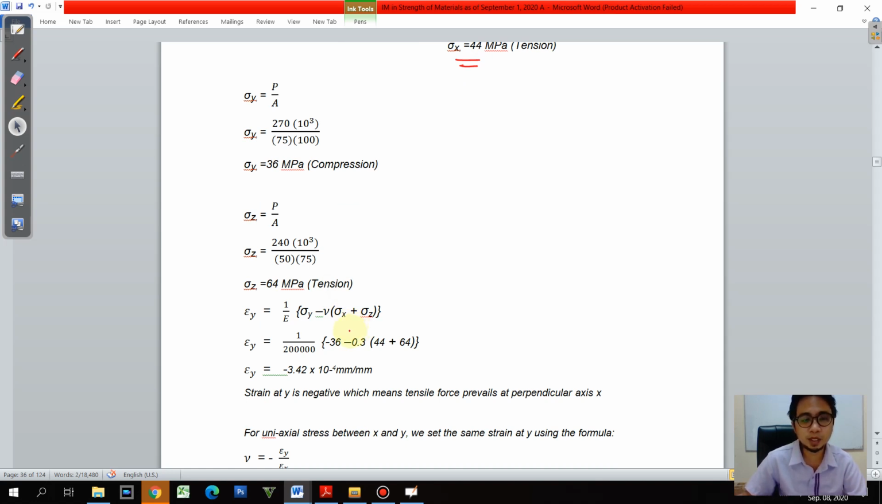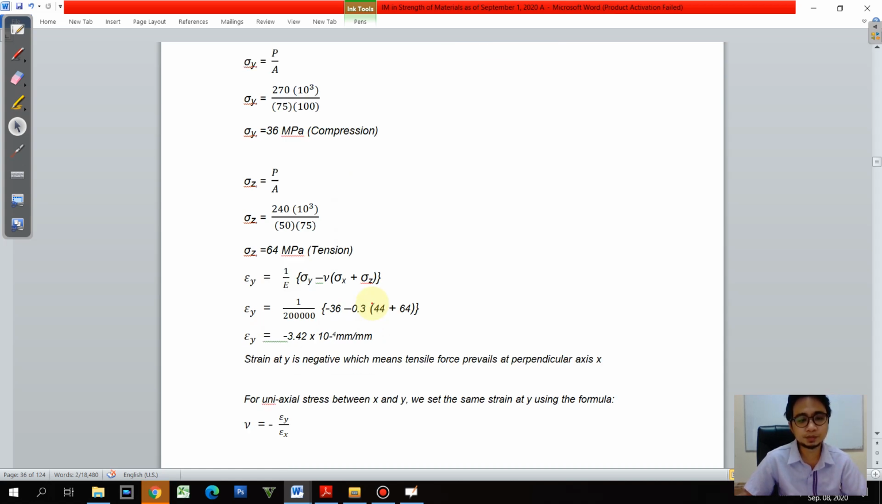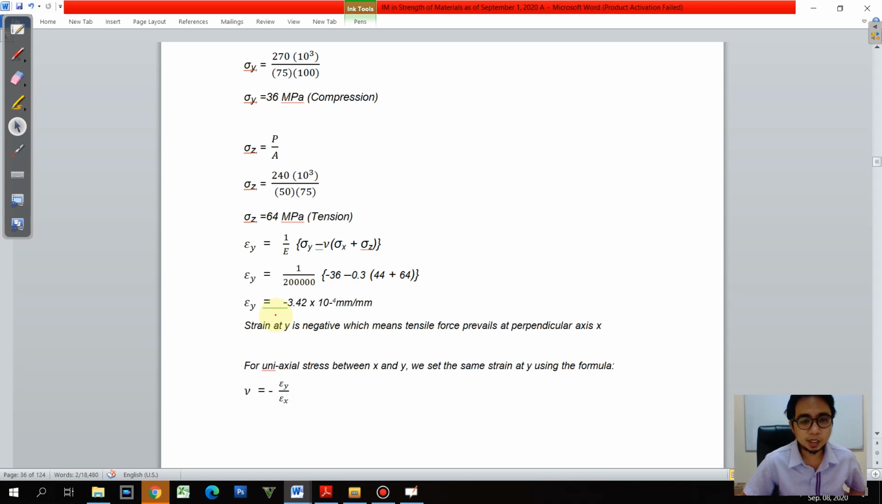But remember to indicate the negative sign for a compressive stress. So, kapag tensile stress, that is indicated as positive in this formula. So, doing that, magkakaroon na tayo ng strain equivalent to negative 3.42 times 10 raised to negative 4 millimeter per millimeter. So, as we can see, the result here is negative, only indicates na yung strain at y is negative, which means tensile force prevails at perpendicular axis x. Okay.